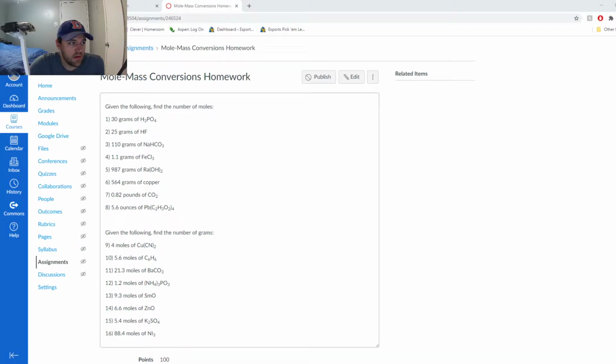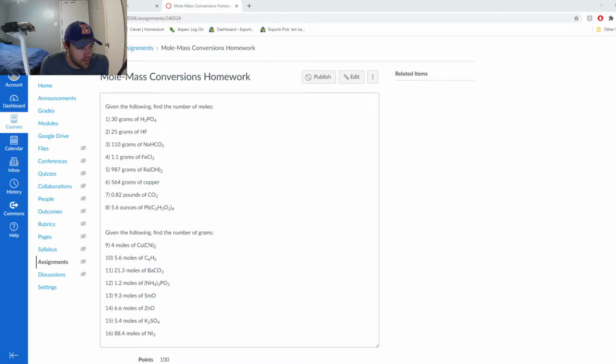Number 1 here wants you to take the mass that it gives you and convert that into a number of moles. What it's given us is 30 grams of a substance, and then it gives us the chemical formula of that substance. It tells us that it's H3PO4, and we're trying to figure out how many moles of hydrogen phosphate that would be.